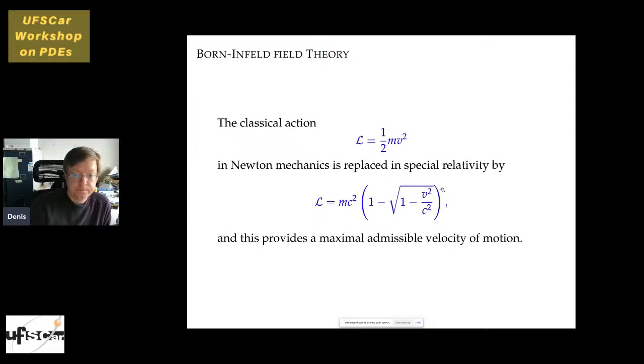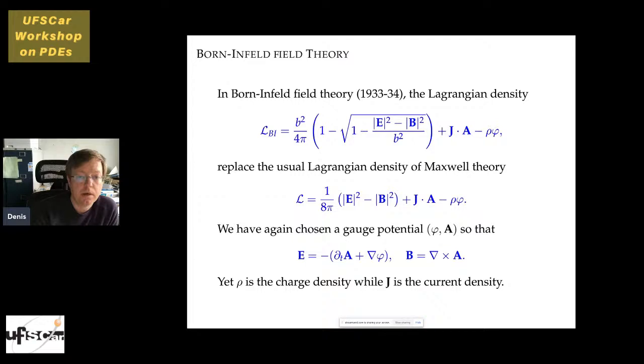And that's something you can do with an electromagnetic theory, and that was proposed by Born and Infeld. So they proposed this new Lagrangian, and this is called the Born-Infeld Lagrangian. And this is exactly the same shape as the special relativity Lagrangian energy. And of course, for small values of the fields, you should recover the Maxwell theory, right? You can again choose a potential and a gauge potential, and you have still a variational structure.